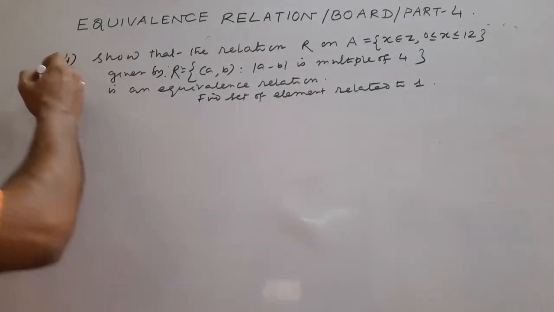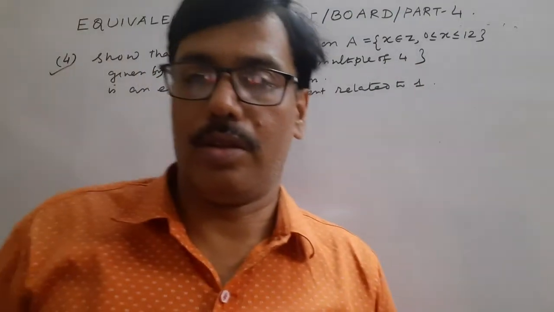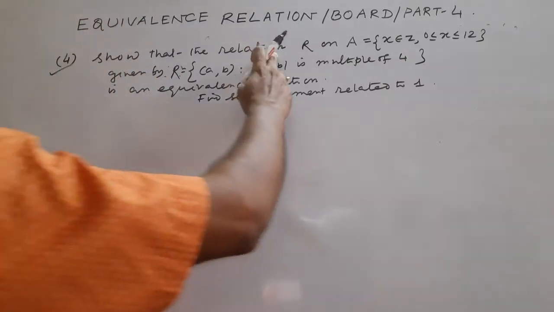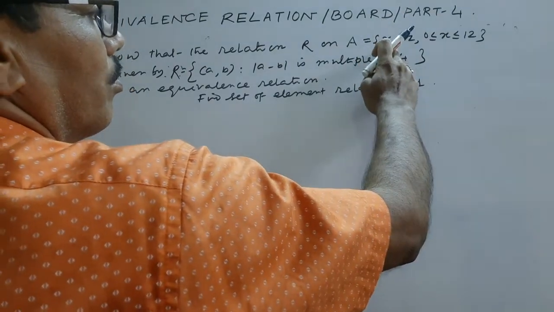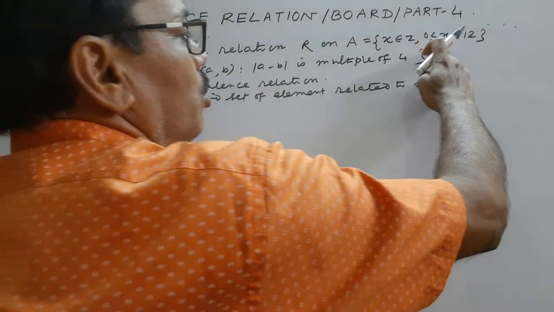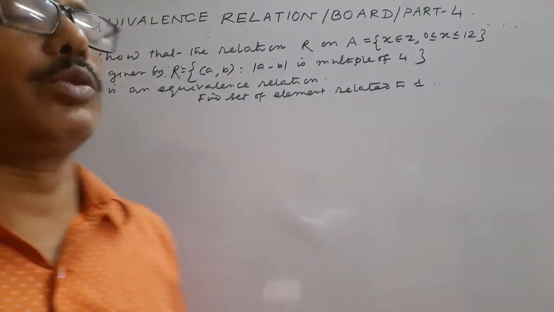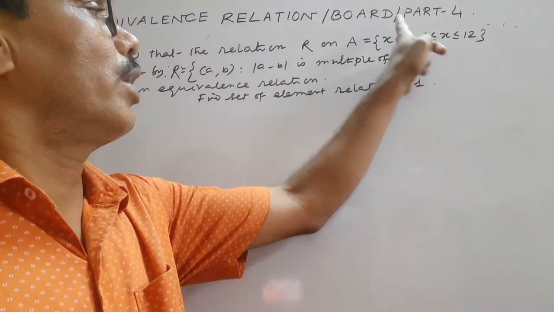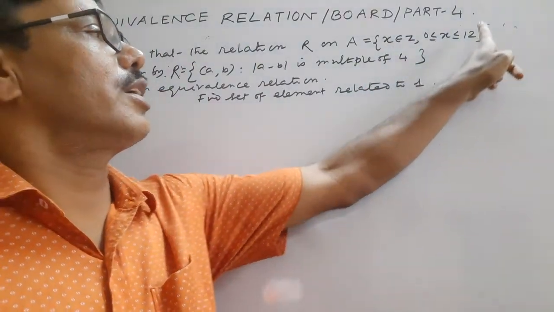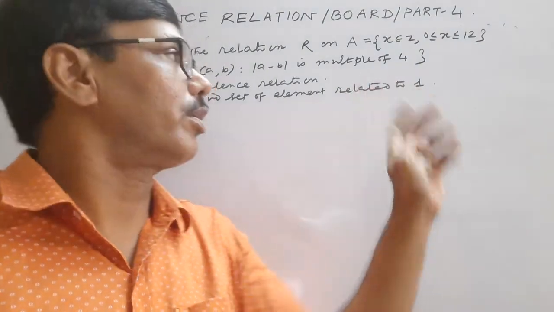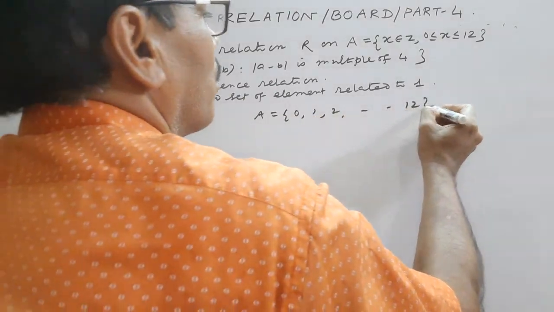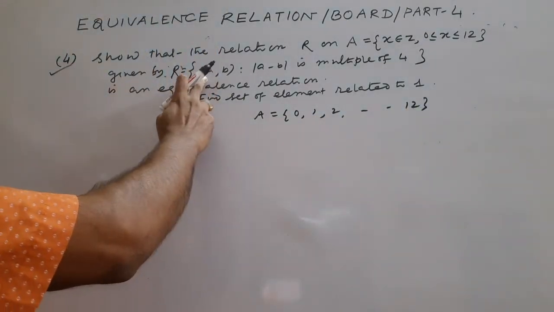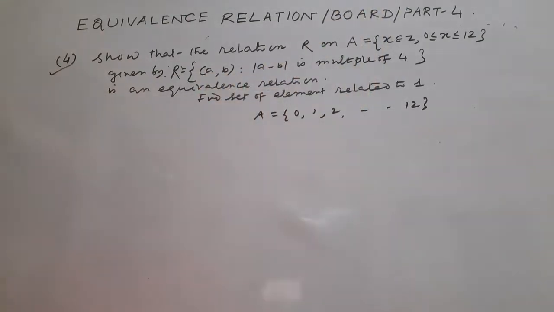Now problem number 4. The relation R on A, where A is the set of integers from 0 to 12, that is, x belongs to Z, 0 less than or equal to x less than or equal to 12, given in set-builder form. That is, A equals 0, 1, 2, dot, dot, 12. A relation is defined by mod A minus B is a multiple of 4, is an equivalence relation.